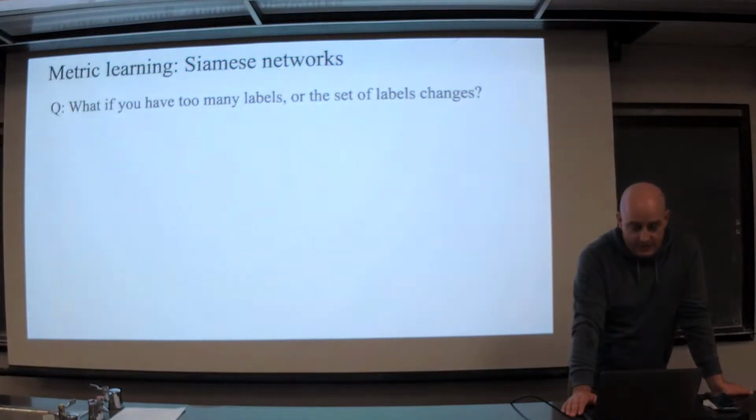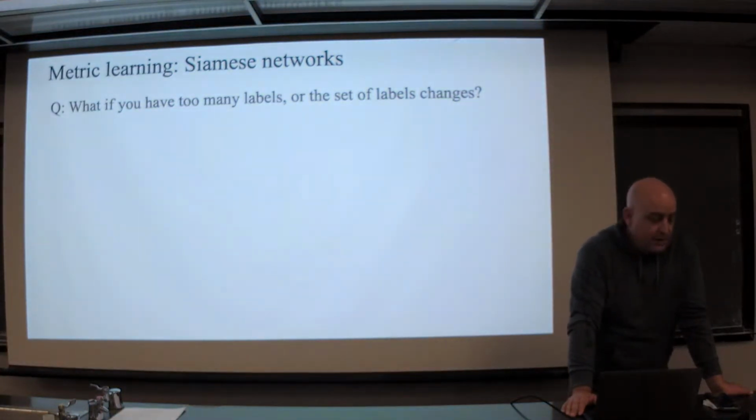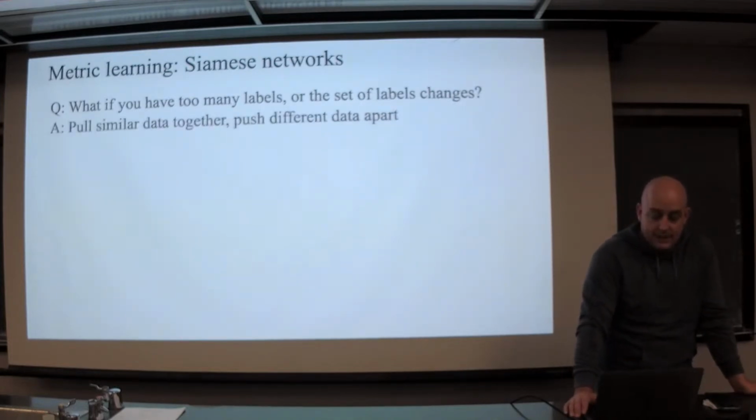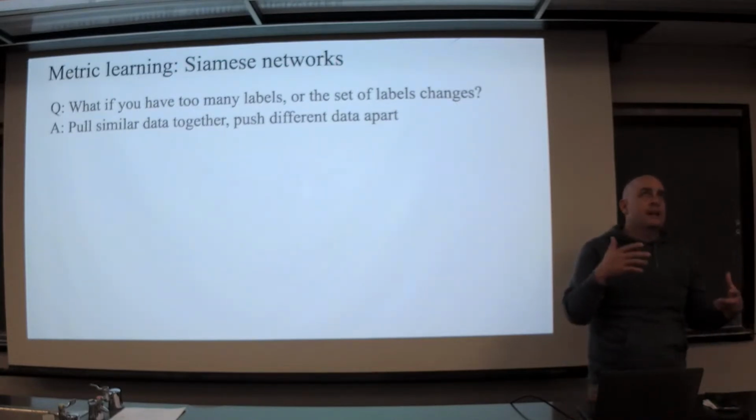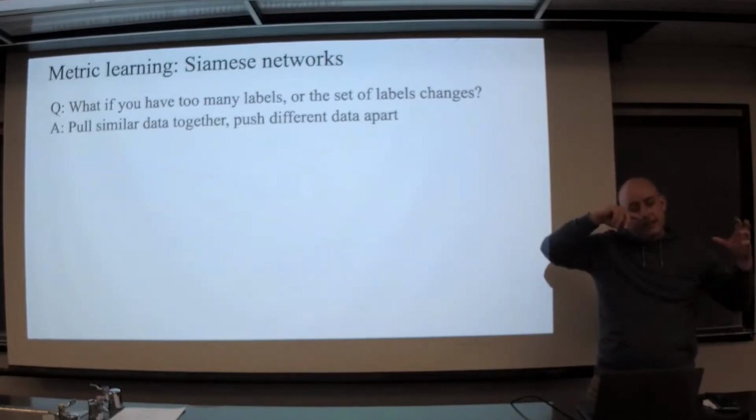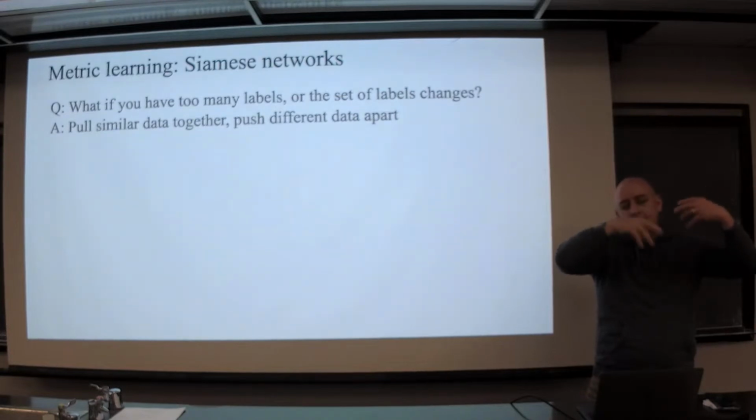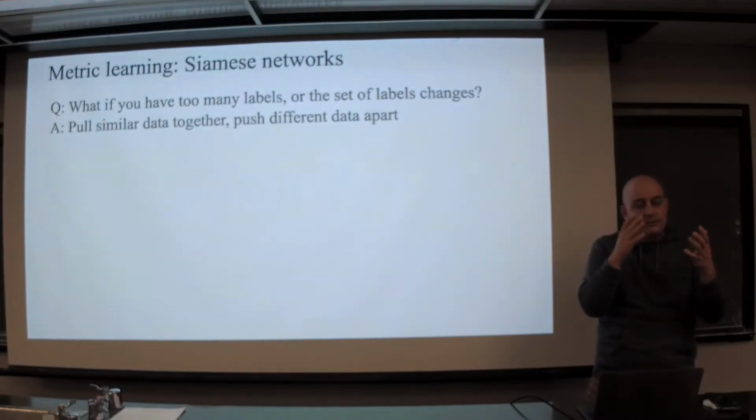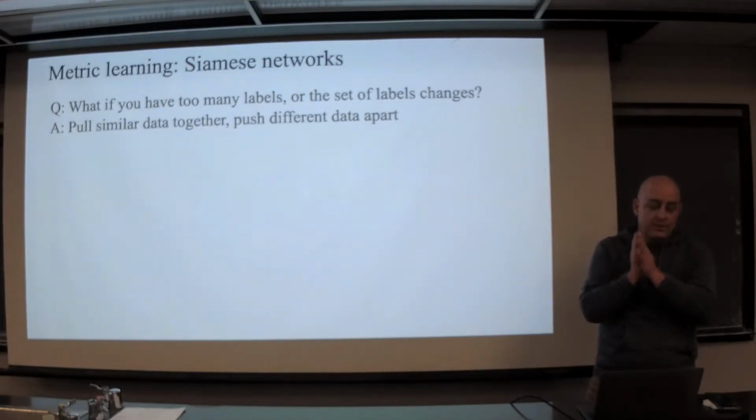How would you go about doing this? We need to change the way we're thinking about this problem entirely. What if we have too many labels, and the set of labels keeps changing? A really simple thing to do is think about what a classifier is actually doing. We have this whole network that takes in an image, progressively transforms it through convolutional layers into different feature maps, and eventually you get to the fully connected layers where you have a vector representation of your image.